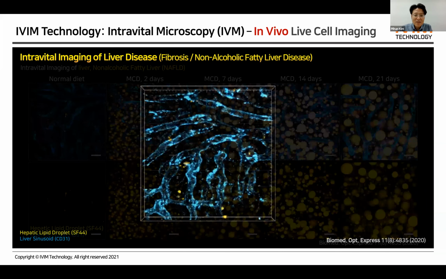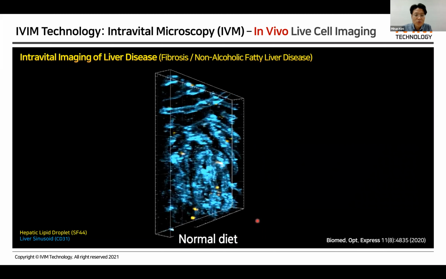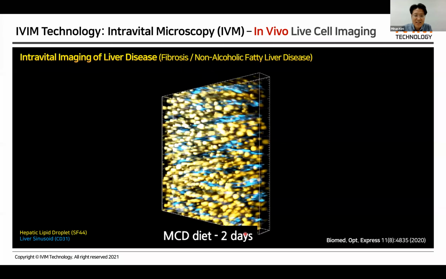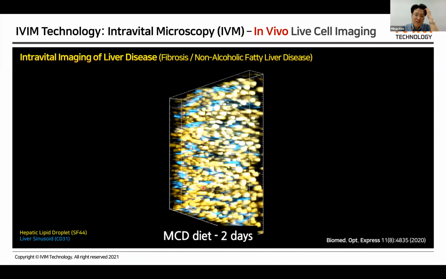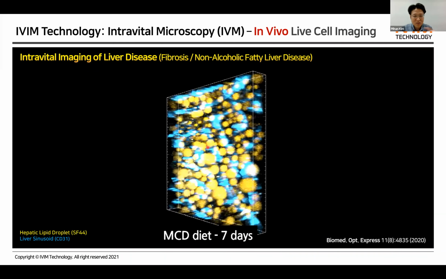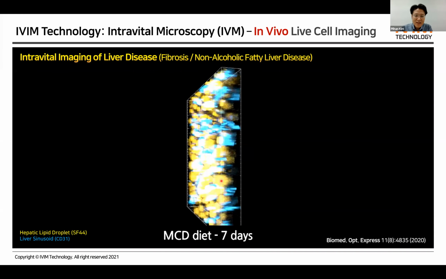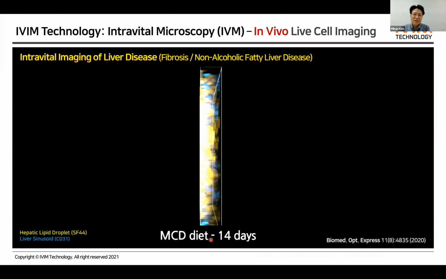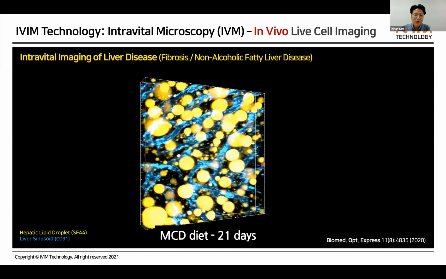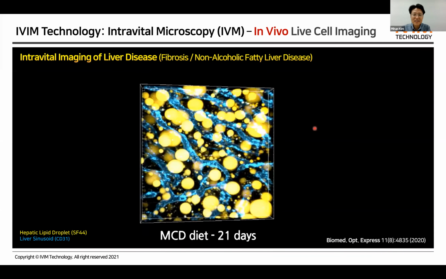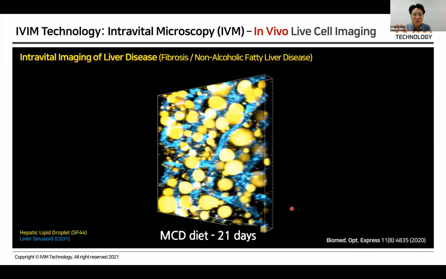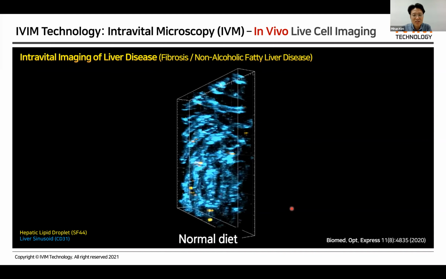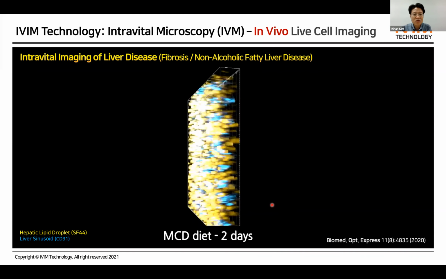So this is the normal diet mouse model, so a healthy liver. You don't see much of the lipid droplet. Then at 2 days after this diet, you see the increase of the small lipid droplets. And then as time goes on with this MCD diet, the lipid droplet size and number increase significantly like this. And of course we can image the liver in 3D by utilizing the z-stack imaging capability of confocal and two-photon microscopes.